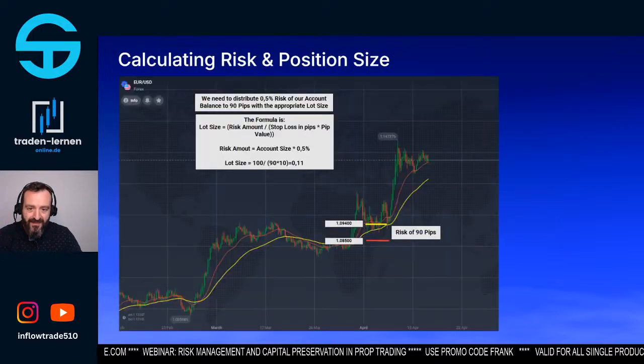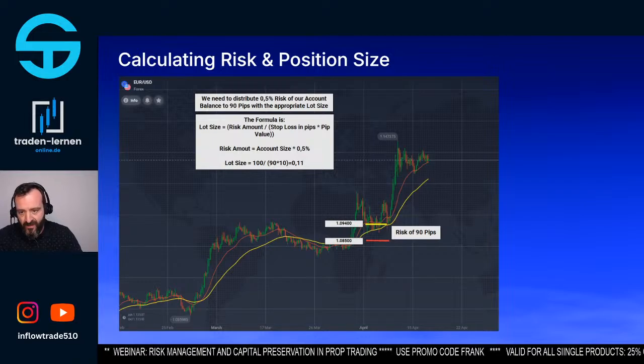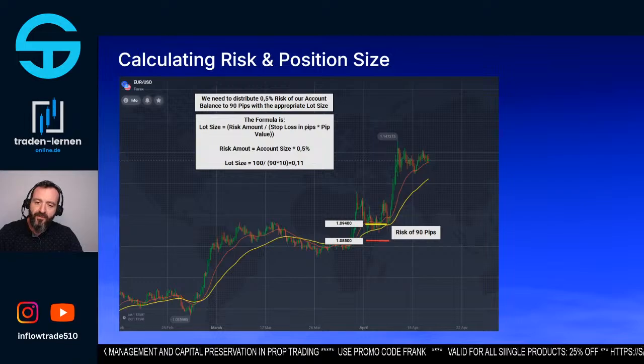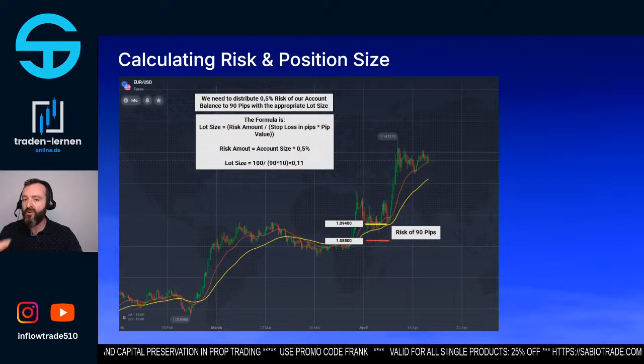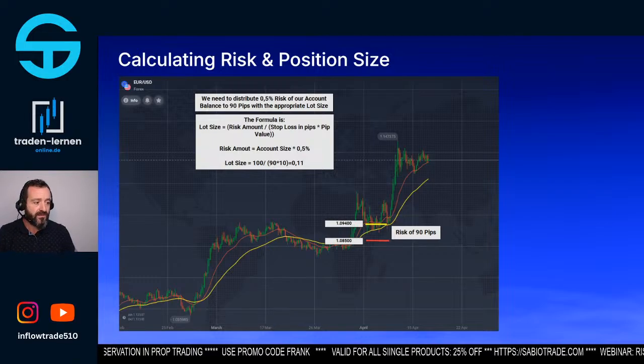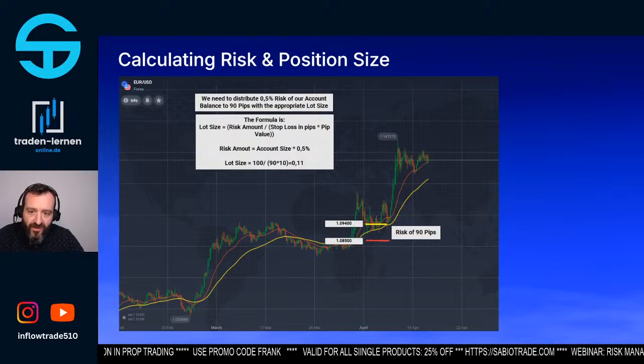So let's get one step further. Here from the practical side, and here are the formulas. Please remember the formulas we are talking about now. They're important because this is something we also have to apply later on when we're opening the trades. So we need to distribute 0.5% risk of our account balance to 90 pips with the appropriate lot size.